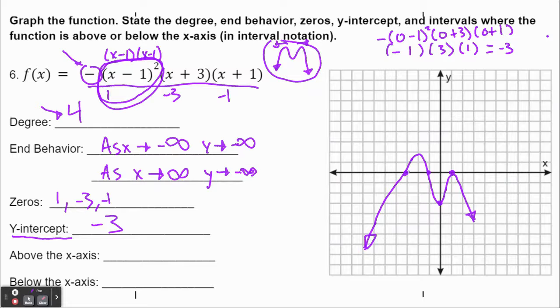So above the x-axis, the only thing that's above the x-axis is between negative 3 and negative 1. Every other interval here is below the x-axis.